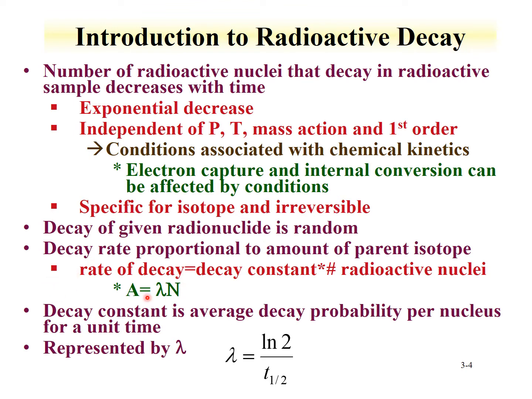So in other words, the counts per second is the decay constant times the number of atoms. Your activity decreases, since the decay constant is a constant, as the number of radioactive isotopes decreases. The decay constant is the average decay probability per nucleus for a given time. And that's what our decay constant is, log 2 divided by half-life, and we've discussed how to do these calculations in a previous lecture.